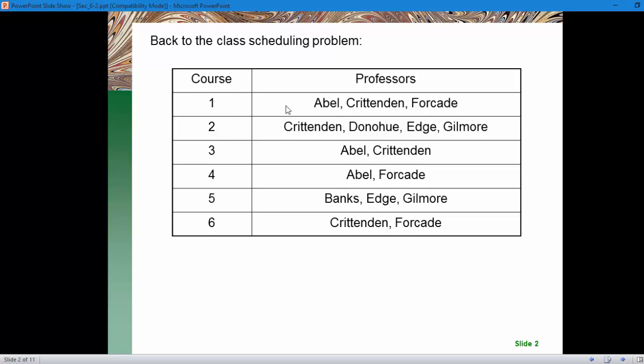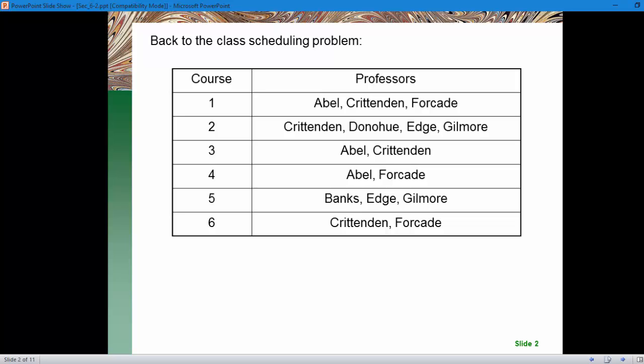For course number 1, we created a set of letters A, C, and F. Set number 2, we constructed with the letters C, D, E, and G, and so forth. And a tuple was made of entries where each entry belonged to each set. This special tuple was called a system of distinct representatives.